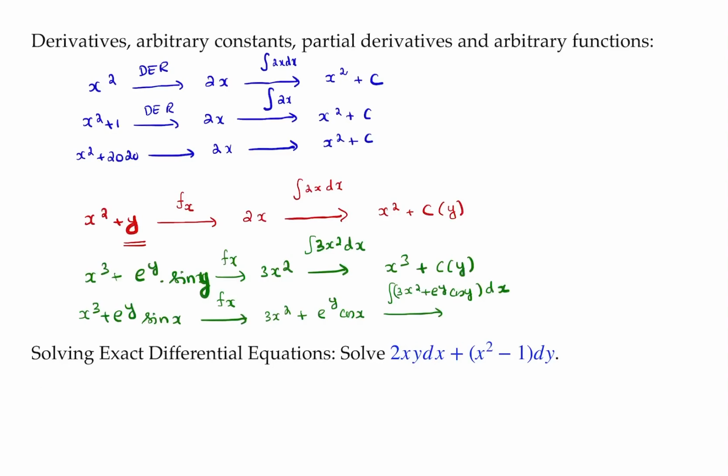So when I do that, what's going to happen is I'm going to have 3x squared with respect to x. So that's the variable of integration. So this is going to be x cubed. Then plus e to the y, but this is x in here, so that's nothing to do with the variable of integration. So I'm going to treat it as a constant. So I'm going to have e to the y.